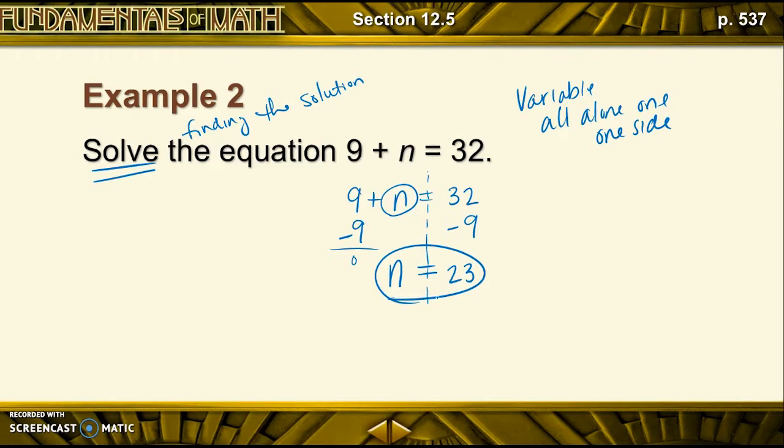n equals 23. The final step is just to check it. You should always, always, always go back and check it. To check it, you're just evaluating. You're taking this 23, substituting it back in and double checking. So we'll say 9 plus n equals 32, where n is equal to 23, so 9 plus 23.